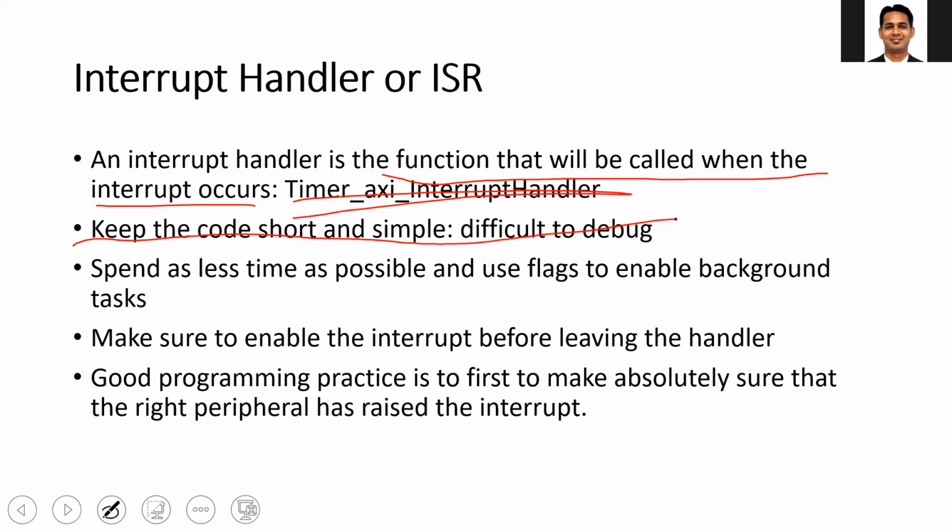Instead, what you should do is generate some flags or internal variables, and you can use these flags in your main code to do some additional tasks. So instead of doing all the tasks inside the ISR, you should just generate some flags or indicator values. You can use these values in your main code to execute the other remaining tasks.